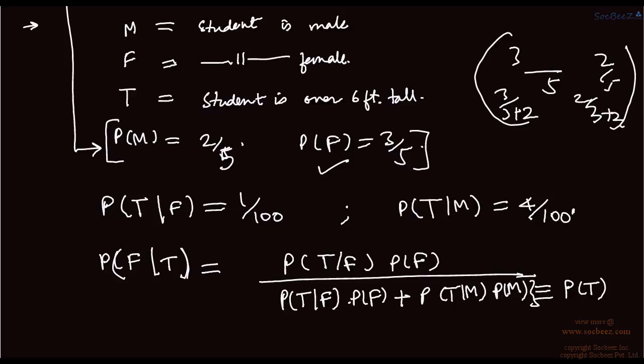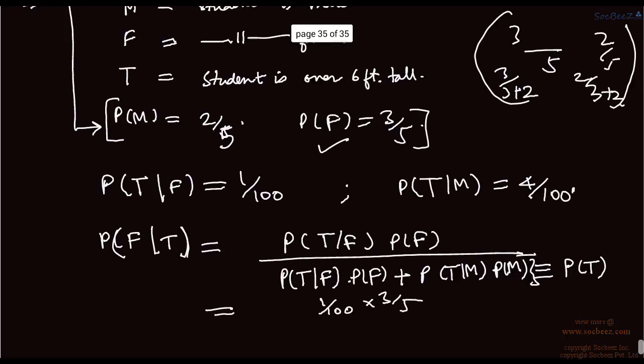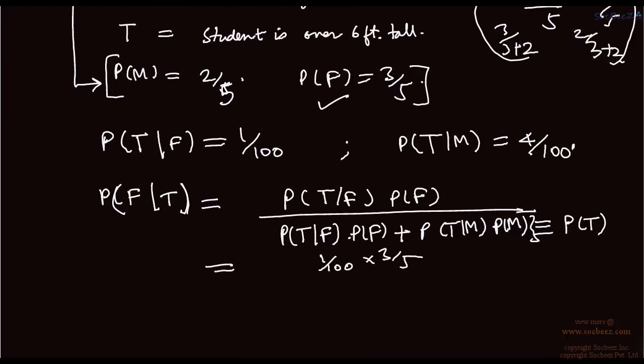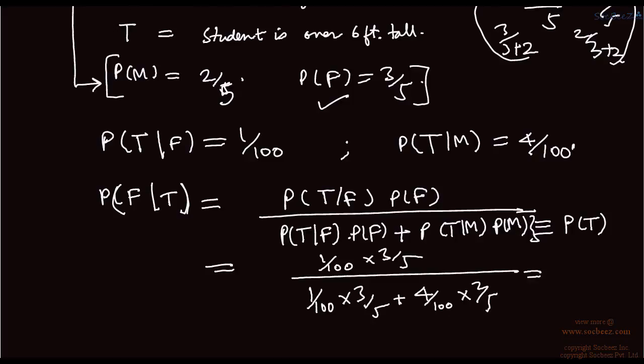Now this will be equal to 1/100 into 3/5, upon 1/100 into 3/5 plus 4/100 into 2/5. This will give you 3/11. So this is the classical Bayes' theorem.